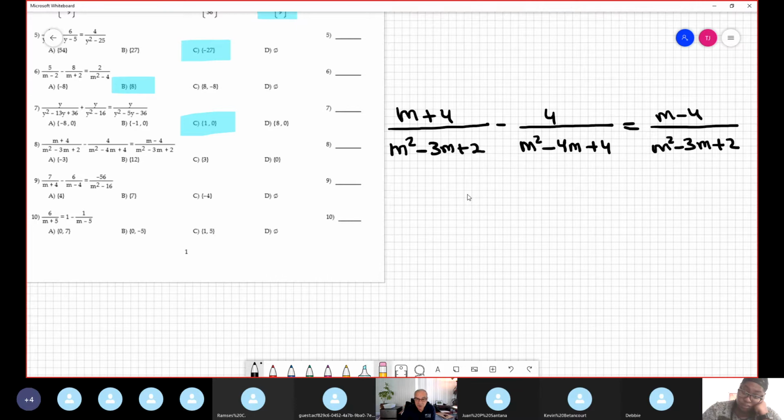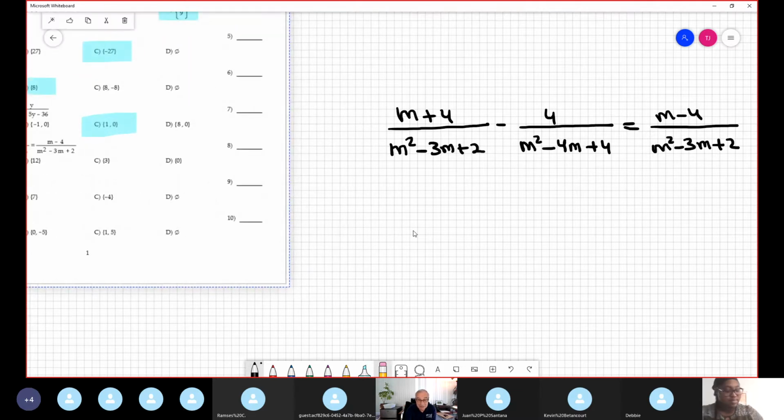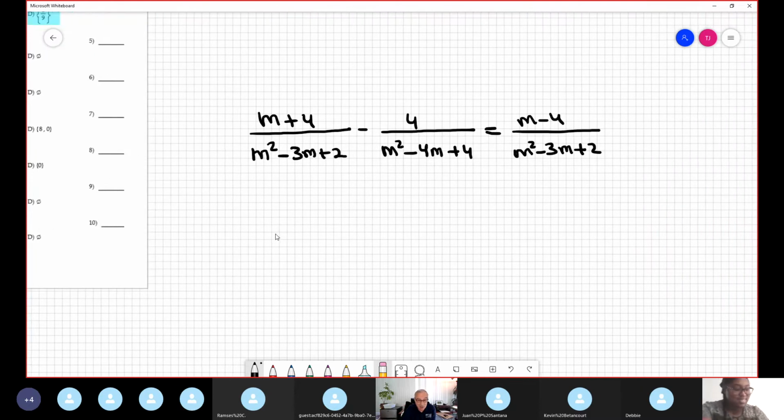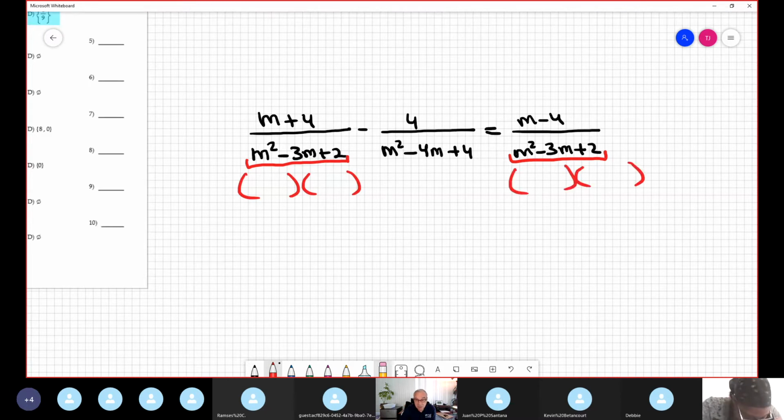In this case, by coincidence, this trinomial and this trinomial are the same. I take advantage, because when I factor one time, automatically I'm factoring this one too. I suppose it's 2 and 1, because 2 times 1 is 2 and 2 plus 1 is 3, both minus.